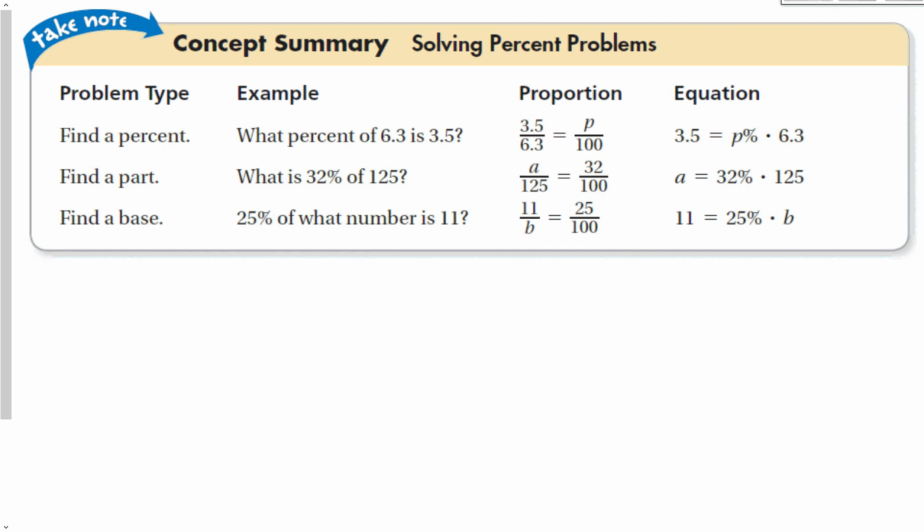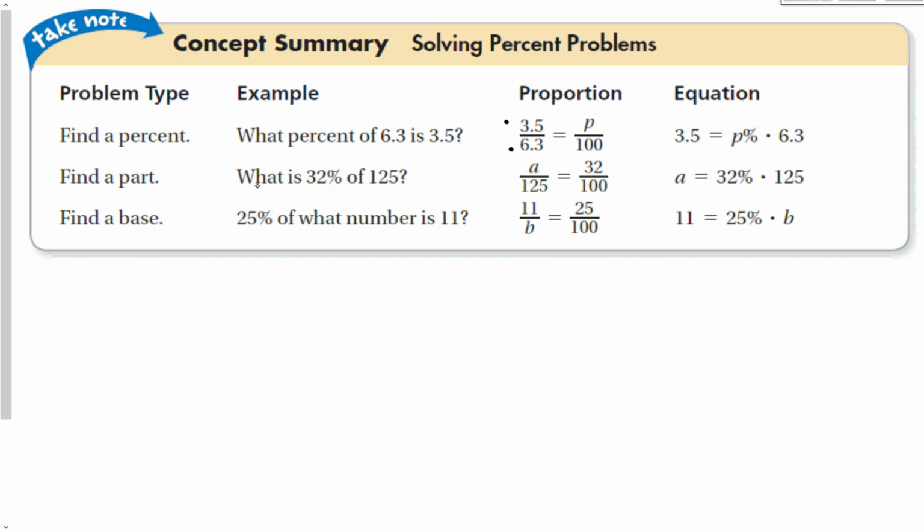Okay? So, quick summary. To find a percent: what percent of 6.3 is 3.5? If the percent proportion is is over of equals the percent over 100, or 3.5 is equal to some percent times 6.3. And remember, this will spit you out a decimal answer, so change it to percent.